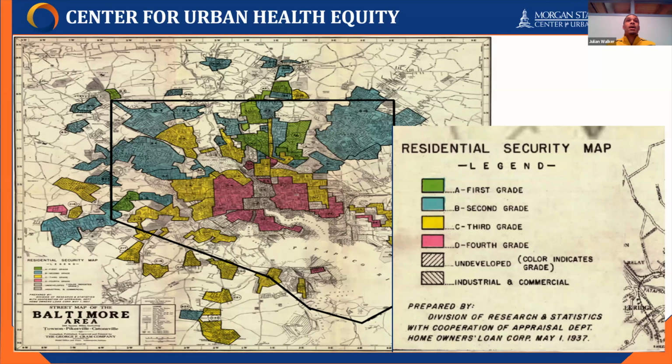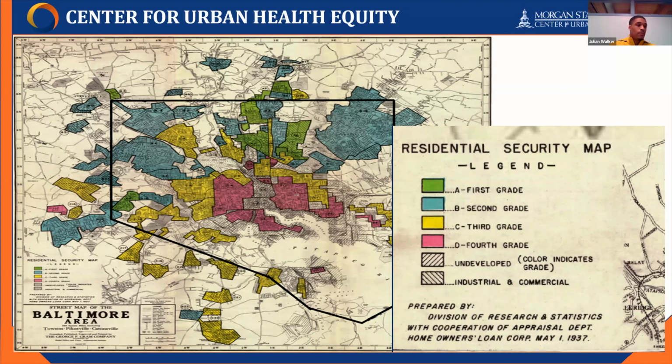So as you see, green and blue are the grade A and B accordingly. A and B were areas that would have been approved for bank loans. The C and D, the yellow and red areas of Baltimore City, would not receive these loans. So this is the planning of the areas in Baltimore City, and this is the government being involved. So now this is policy.